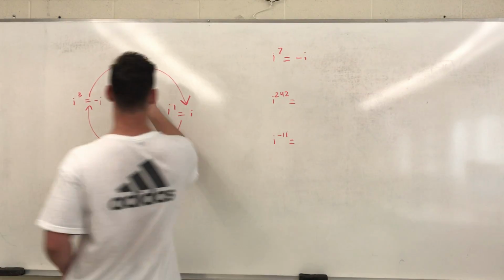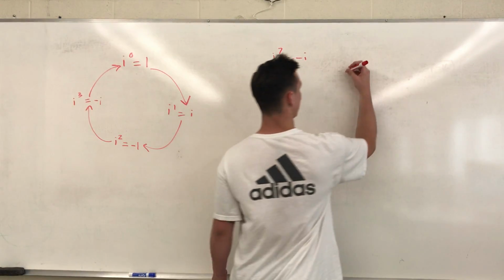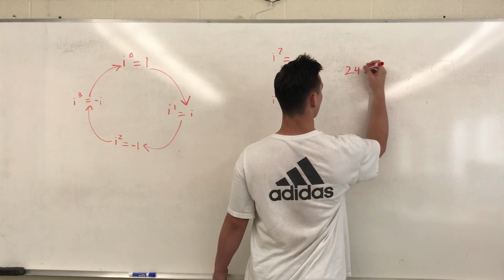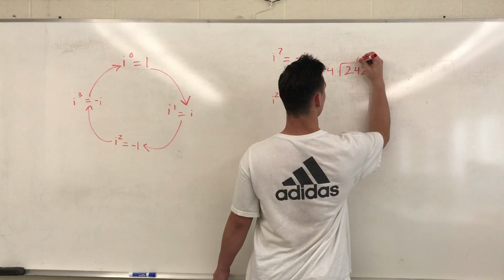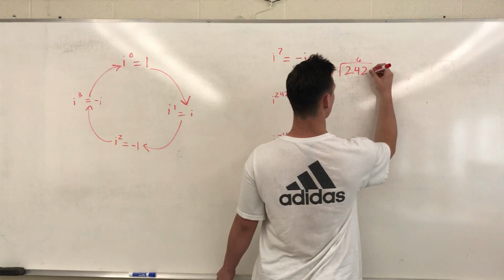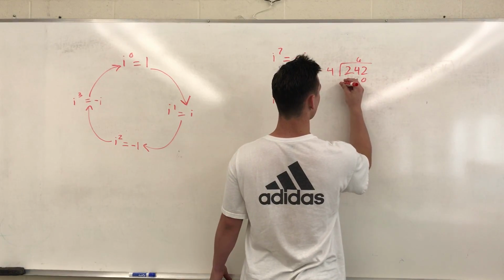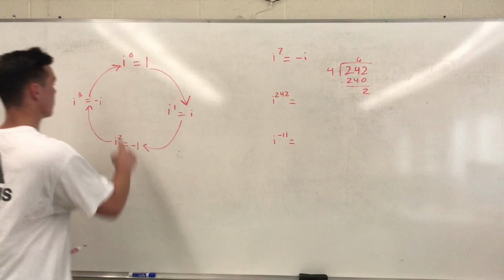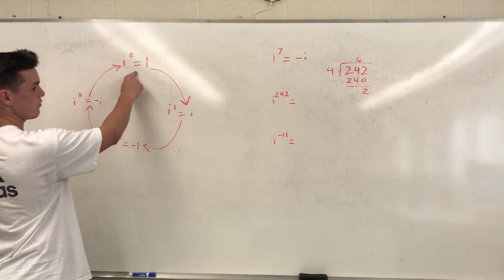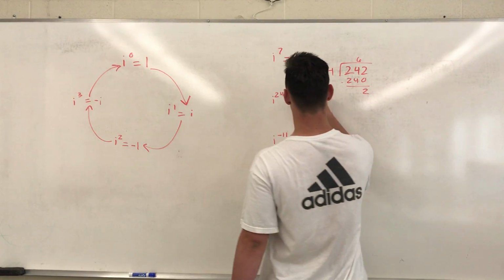And then you can also do it with larger exponents, but a shortcut to do it that way is, since it goes around and it's 4, if you divide 242 by 4, you get 60, and then that would be 240. So you're left with a remainder of 2. So you would go around, and it would end with 4 here, so then you have 2 left. So that would be -1.